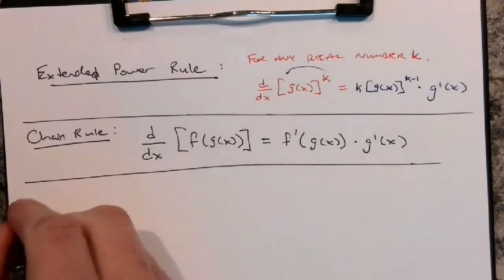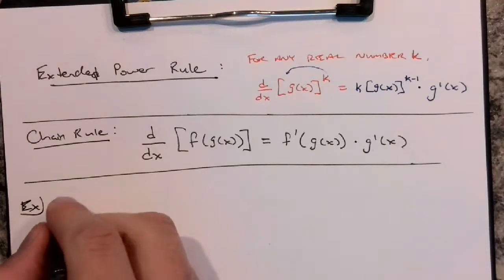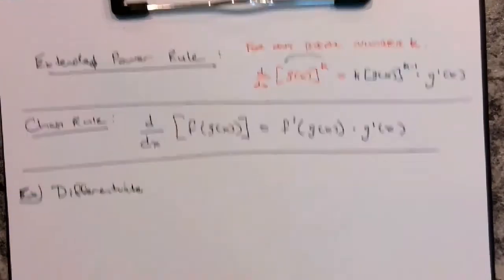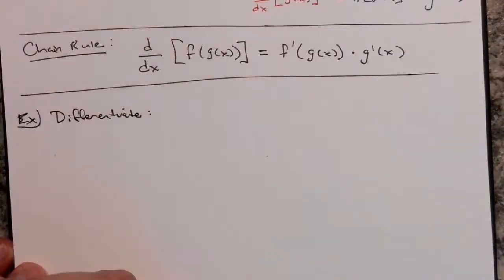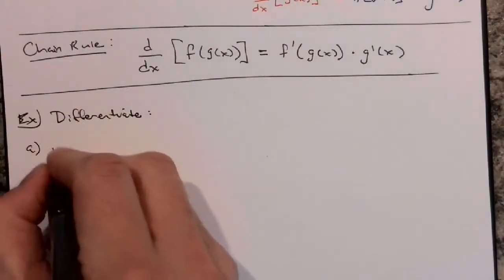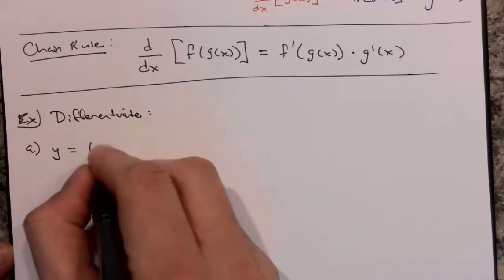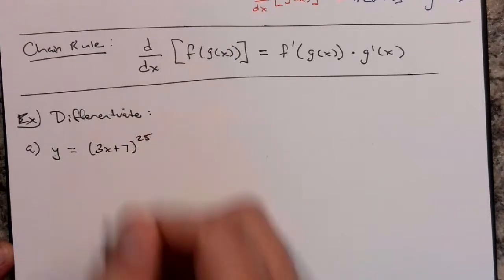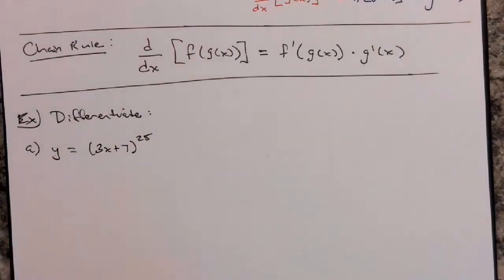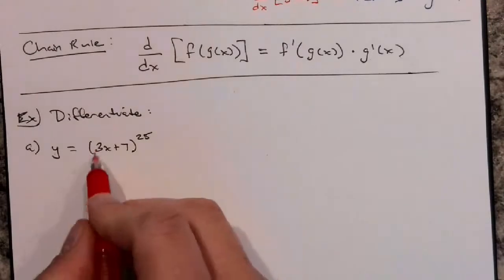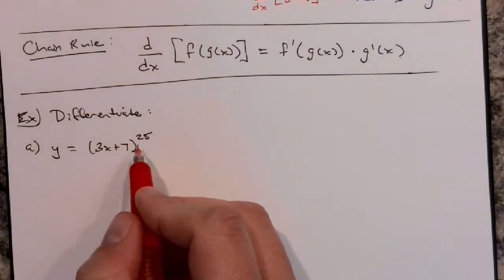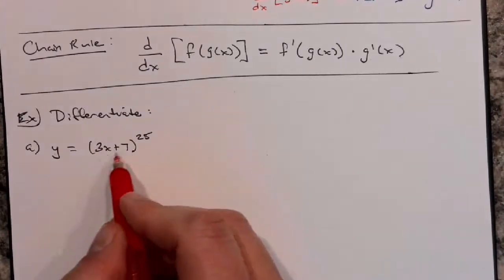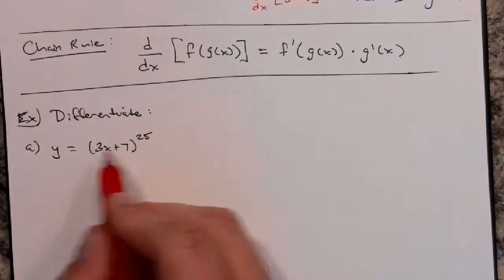So if I say to differentiate, and the first one I'll look at is if I had y equals 3x plus 7 raised to the 25th power. Well, I want to take the derivative of this. The thing you should notice is that you have a function raised to a power. What you can't do is bring 25 as the exponent on each piece in here. That's not allowed because you have a sum in here. So you can't bring the power inside.